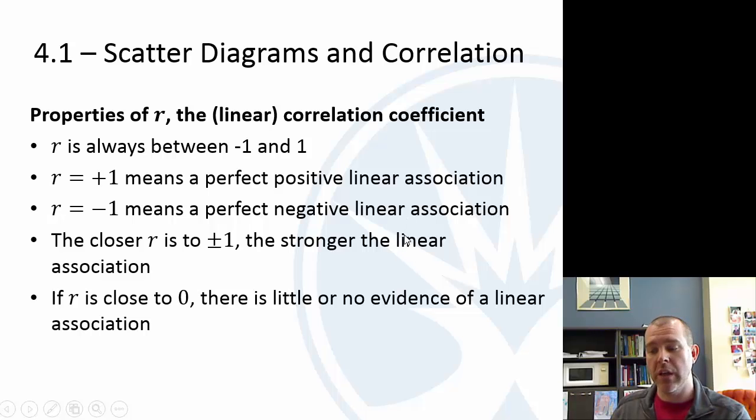This is important here. This R is only the linear correlation coefficient. So if you get something that's zero, it doesn't mean they're not related. It just means they're not linearly related.